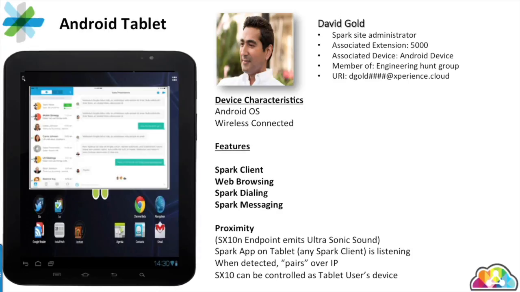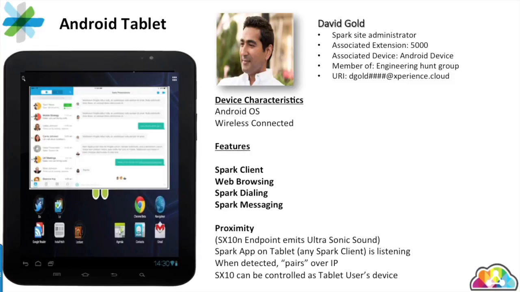Let's talk about the Android tablet. There are two purposes for the Android tablet. What we'll cover is the user, and this is the Spark administrator, David Gold. I say Spark administrator because David is the profile that you will use to administrate the Spark portal and make changes to your devices and add additional capabilities. So do remember that David is the Spark site administrator.